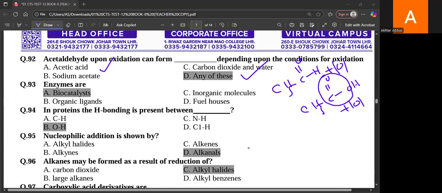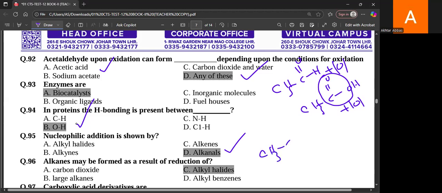Hydrogen bonding is present between OH. So your option is beta. Nucleophilic addition is shown by alkanals. You know that nucleophilic addition will take place in aldehydes and ketones. So these are also called alkanals, because the ending of aldehydes and ketones is "al".